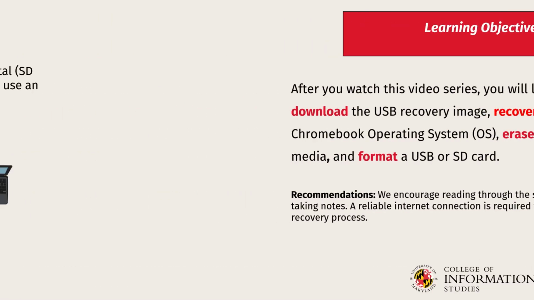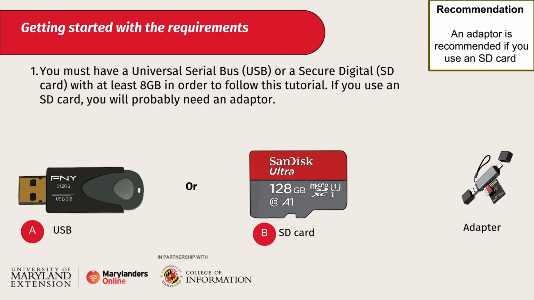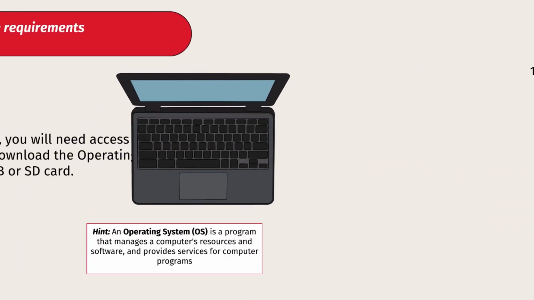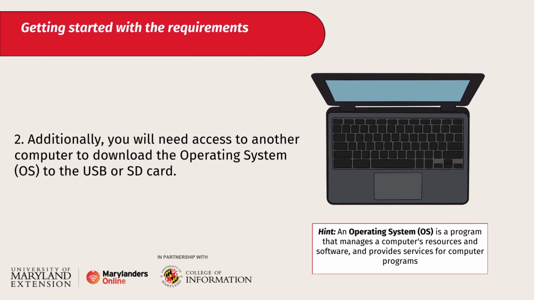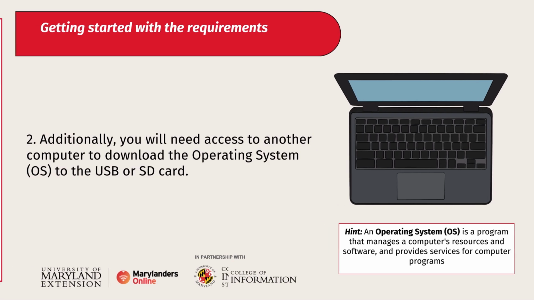Now, let's get started with the requirements. This guide will assist you in getting your Chromebook's operating system back. In order to do so, you must have a universal serial bus, otherwise known as USB, or a secure digital card, otherwise known as SD card, with at least 8 GB in order to follow this tutorial. If you are using an SD card, you will probably need an adapter. Also, you will need access to another computer to download the operating system to the USB or SD card.